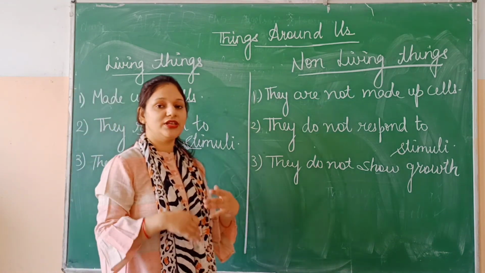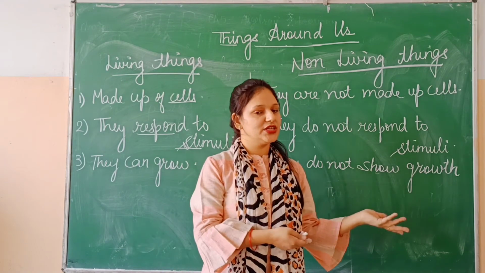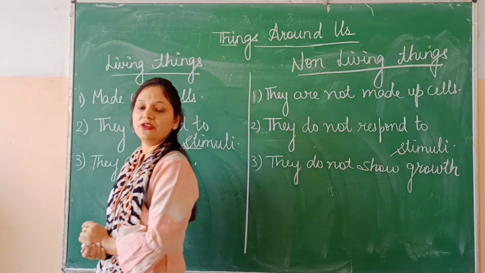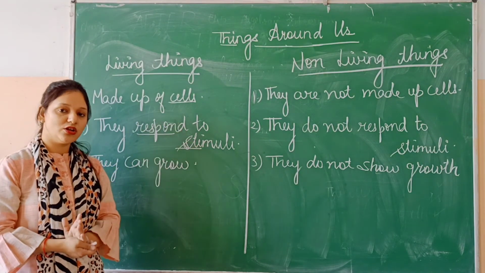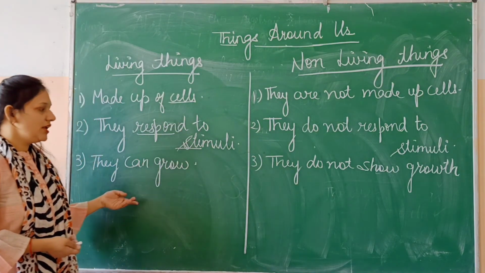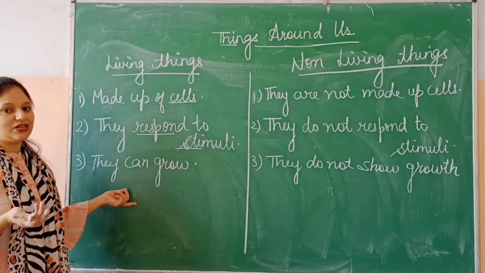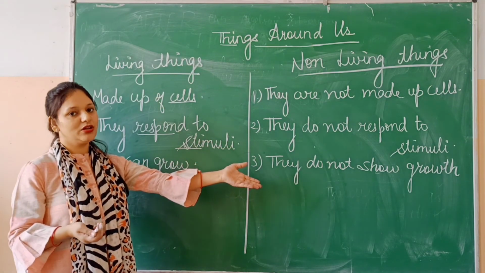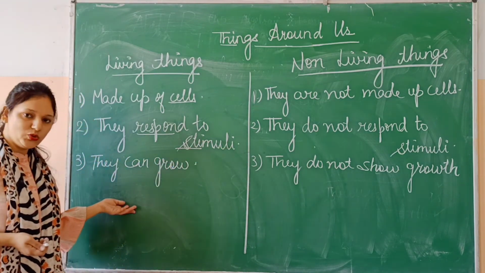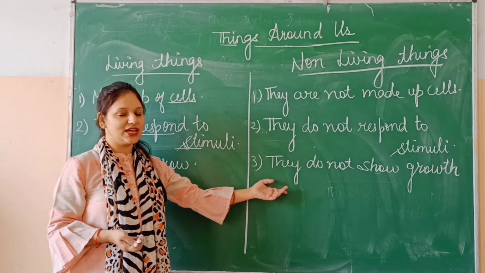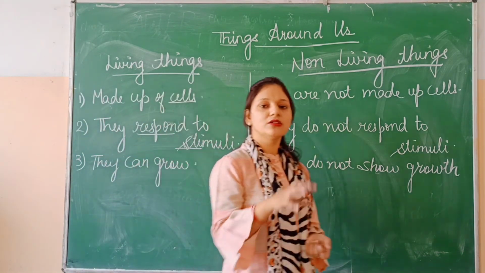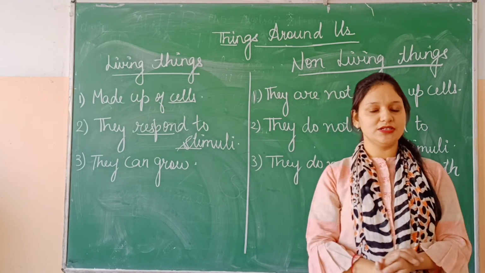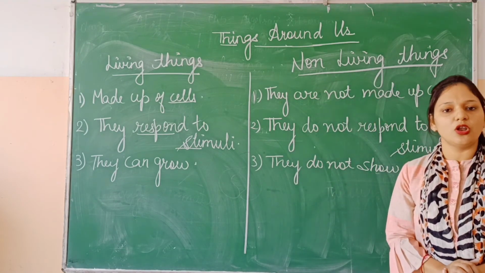Living things can grow, non-living things cannot grow. What else? Living things can move, non-living things cannot move. Living things can reproduce, whereas non-living things cannot reproduce. Living things can do the respiration, they do not respire. They can do the expression, but non-living things cannot do the expression. So these were the basic point of differences which we had discussed between living things and non-living things.